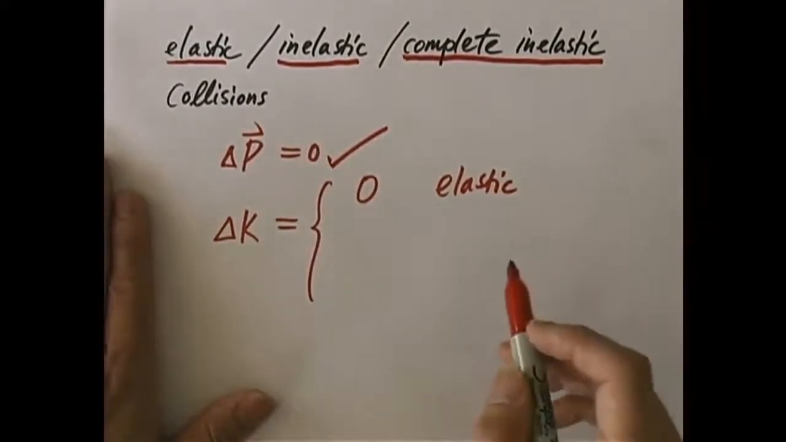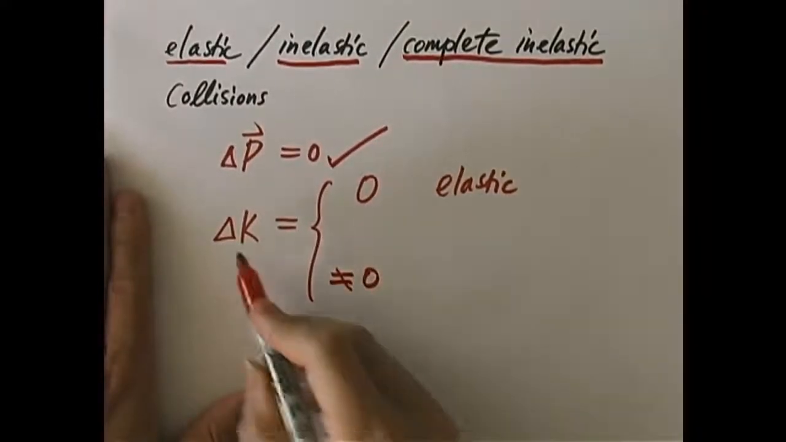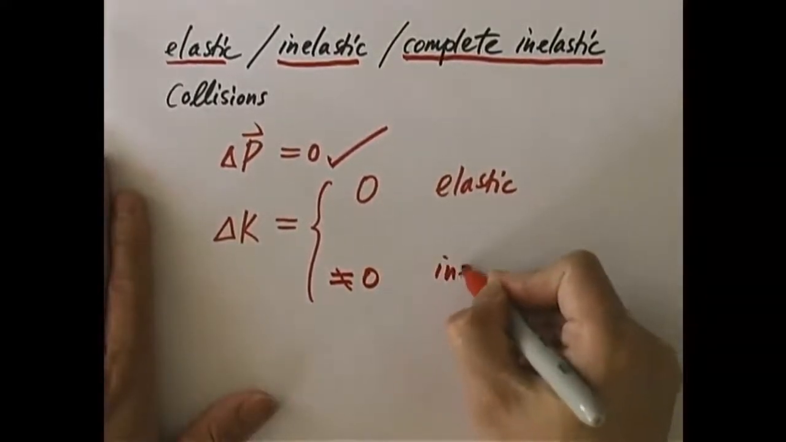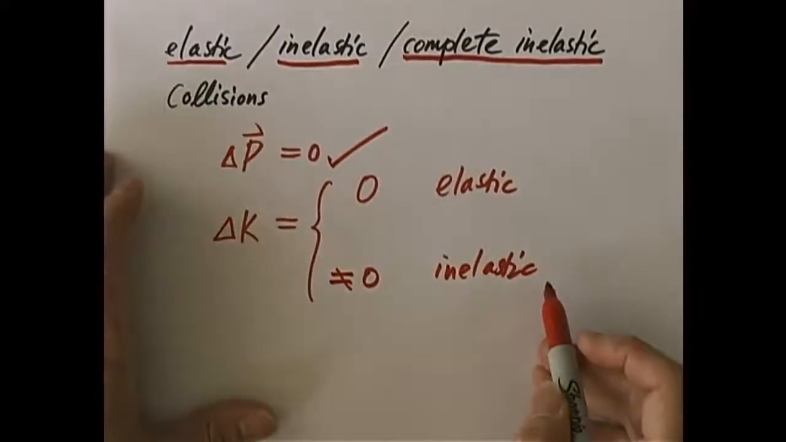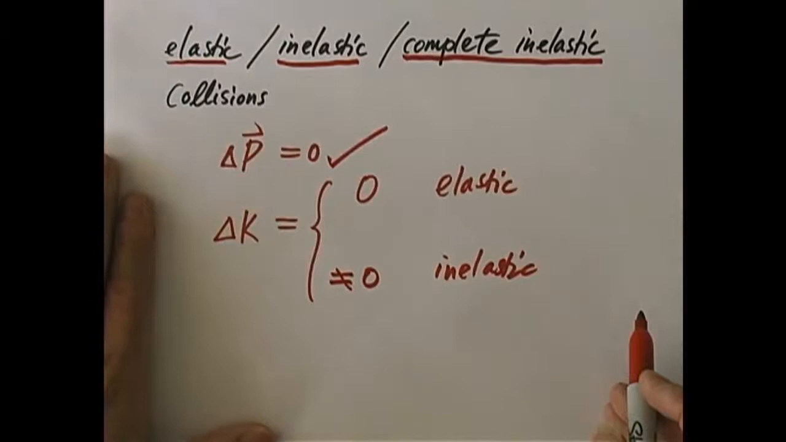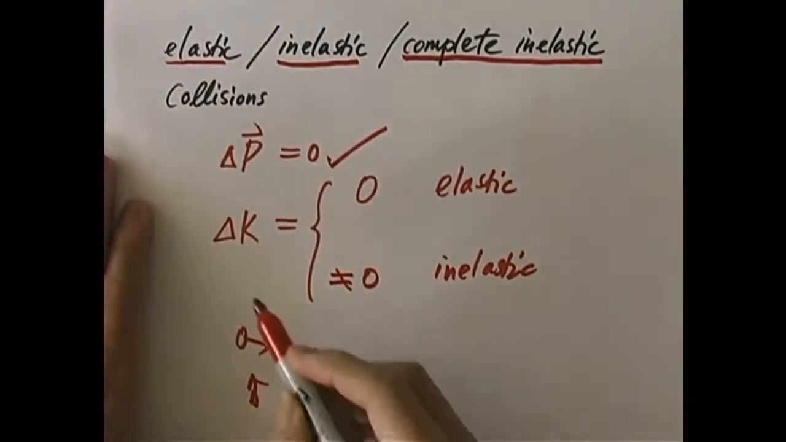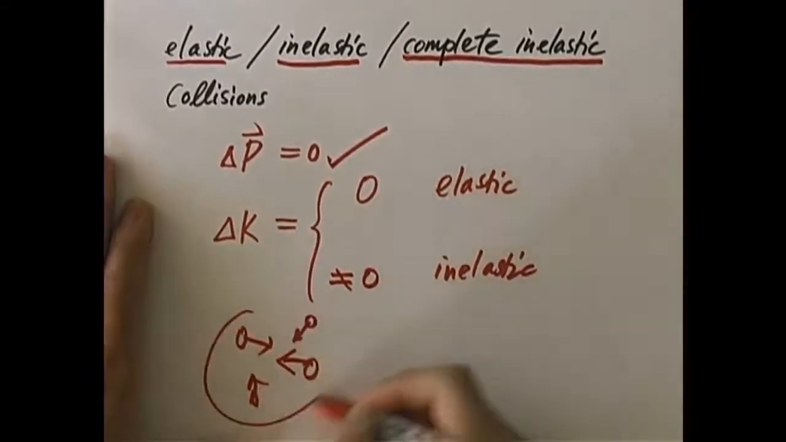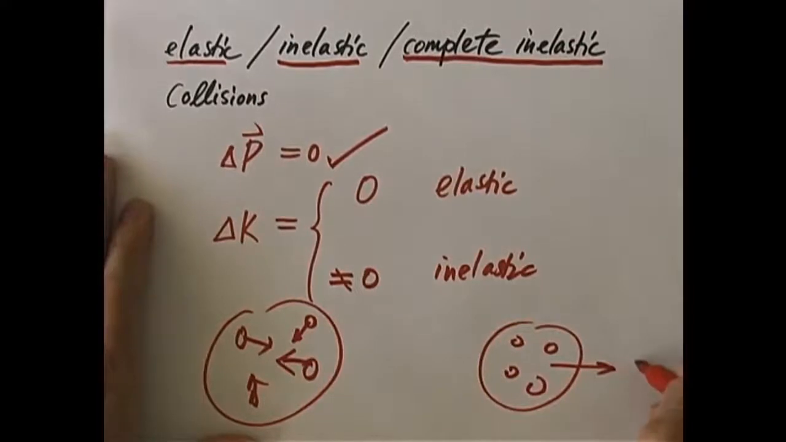So that is when delta K is not equal to 0. That's called inelastic collision. For the majority of collisions, that is the case. What about complete inelastic collision? Well, that is a special case where after the collision, everything got stuck together. So before the collision, everybody's moving every which way. But after collision, everybody moves together with the same common velocity.